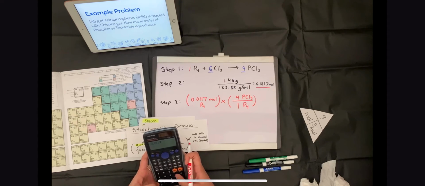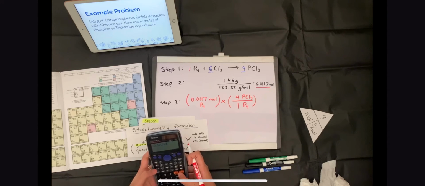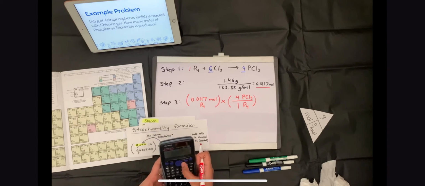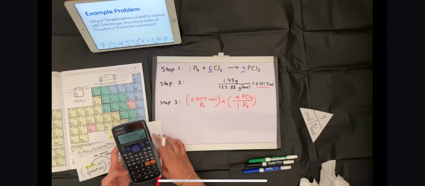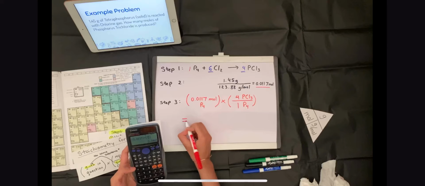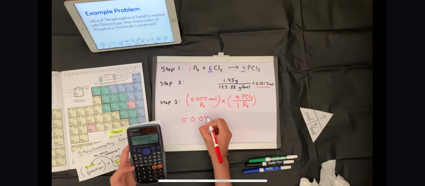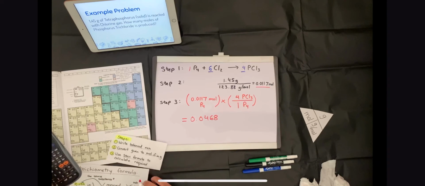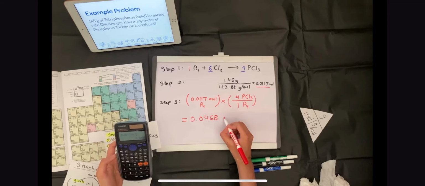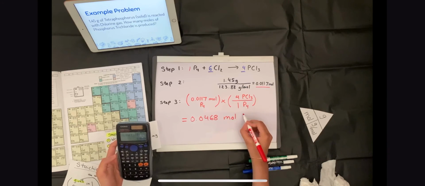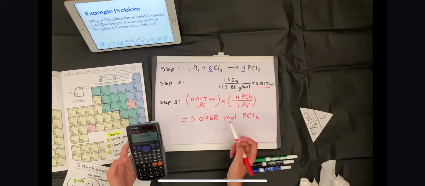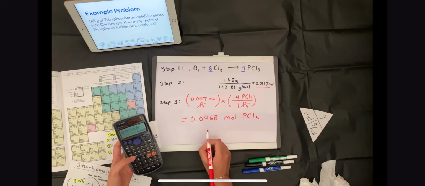0.0117 times 4/1. Like that. And the answer we get is 0.0468 mole PCl3. So I'm just going to cross these out. So yeah, that's the answer.